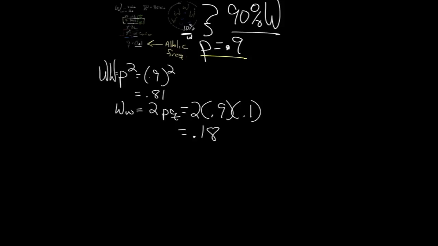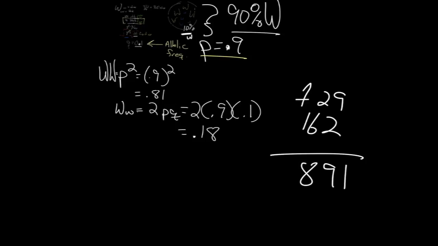So it's 729 plus what? Plus 0.18 times 900, which equals 162. Add those together. 0.81 times 900 is 729. Add those two together, we should get 891. And I do. 891. So that's the number.